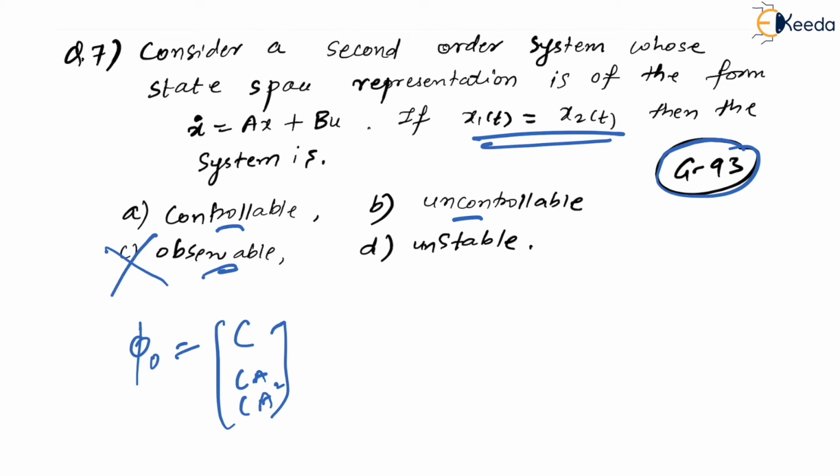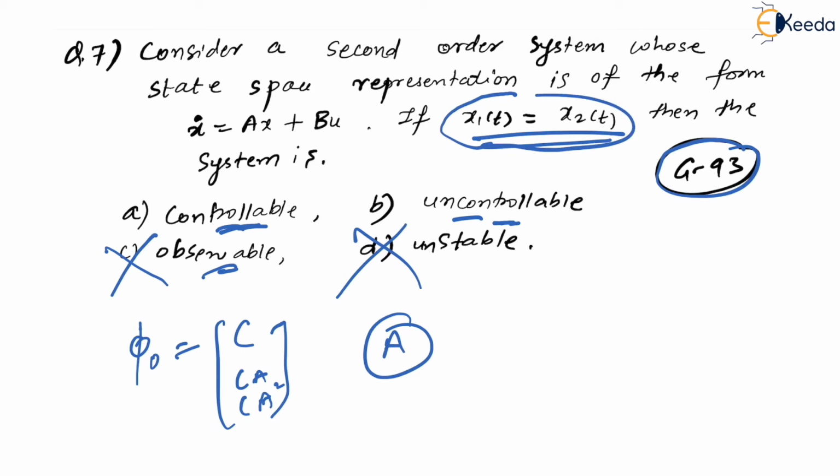Next is stability. Now, is there any information about matrix A given? No, that is the reason we cannot talk about stability either. But yes, we can definitely speak about controllable and uncontrollable. Let us see how we can do that.